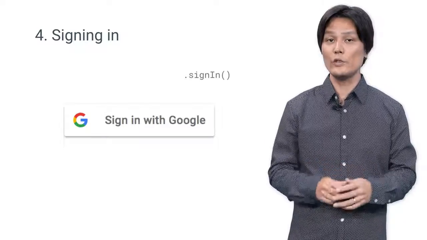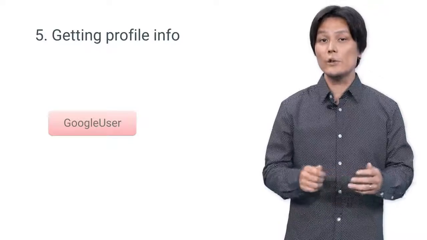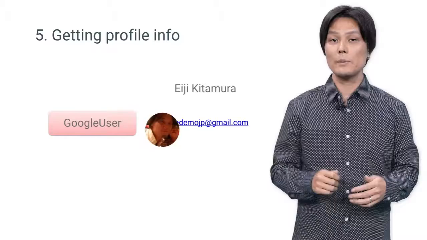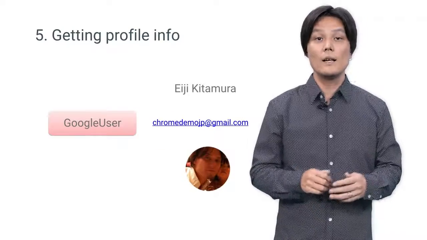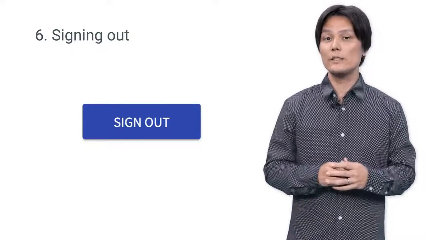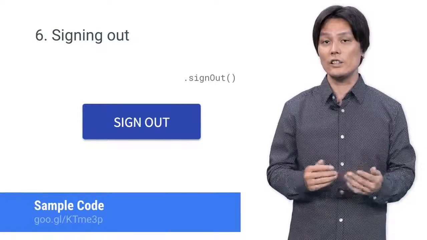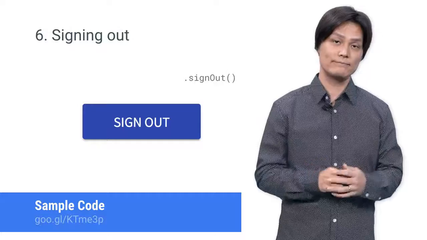The sign-in function returns a Google user object. Use it to get basic profile information such as username, email, and the profile image. Finally, users can sign out simply by calling sign out. Review our sample code here for a more detailed walkthrough.